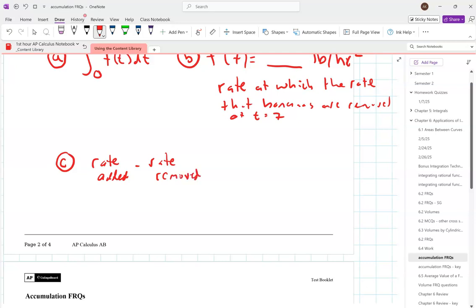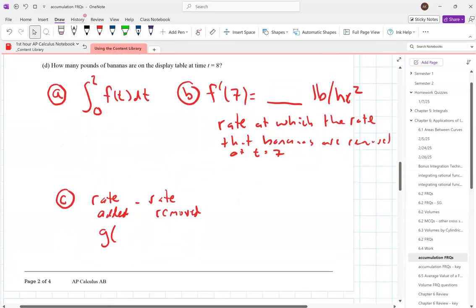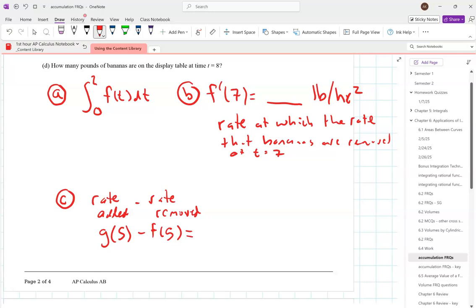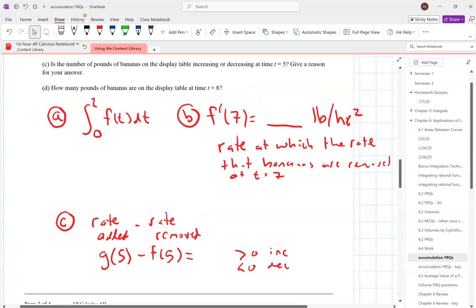So that would, oops. And then this is at a specific time, right? 5. You know, if it's greater than 0, it'd be increasing. If it's less than 0, it'd be decreasing. And this is your reason, right? It's just this calculation. Does that feel okay?